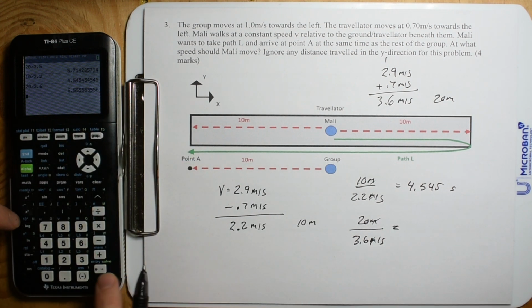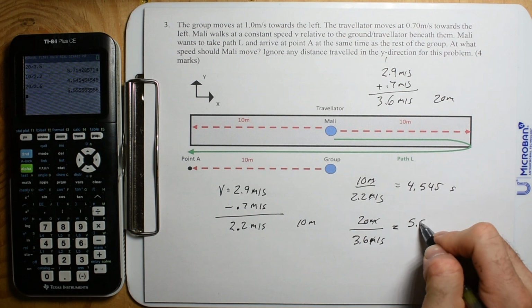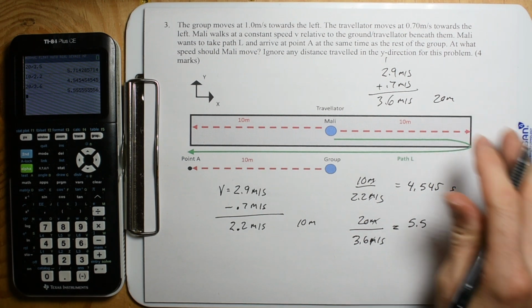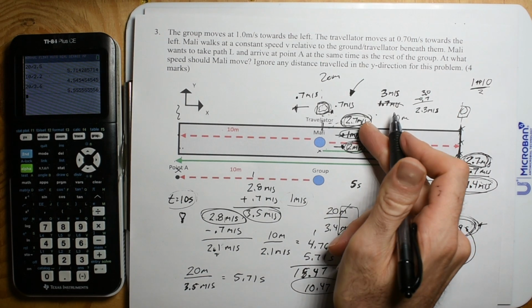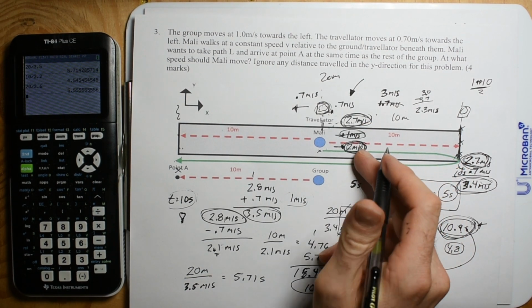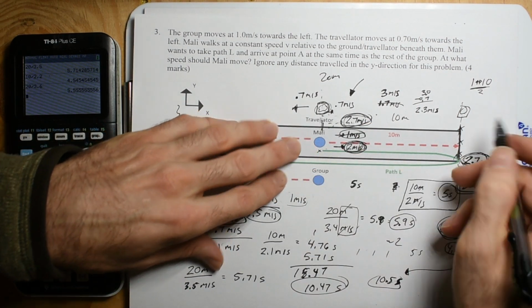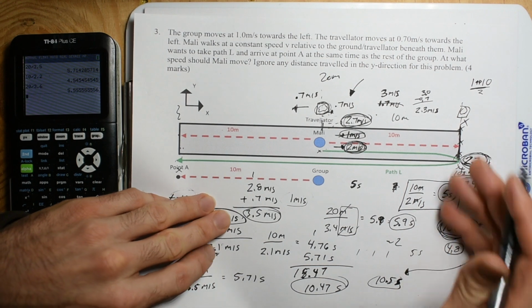20 divided by 3.6 is going to be 5.5. See, that's why in the beginning I wanted my relative velocity to be 1, my relative velocity to be 2, because it was just easier to see how long it would take to get there.